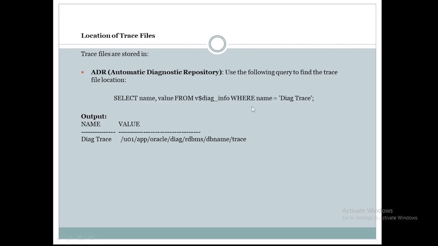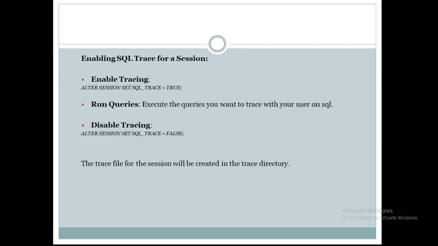The output should be like this: name and value. Like diag trace should be u01 app oracle diag rdbms and then your DB name and then trace files. This is the general path, the default path that you can use for the location of trace files.